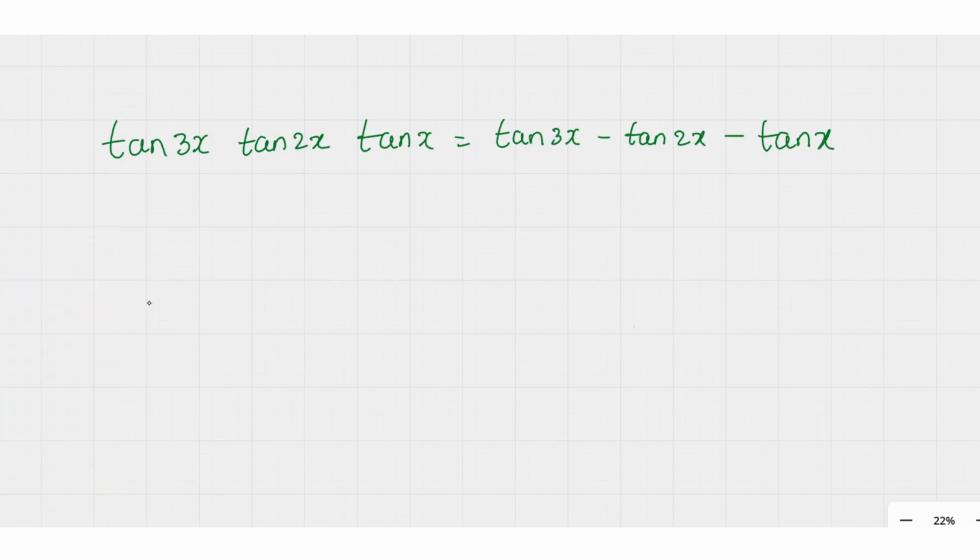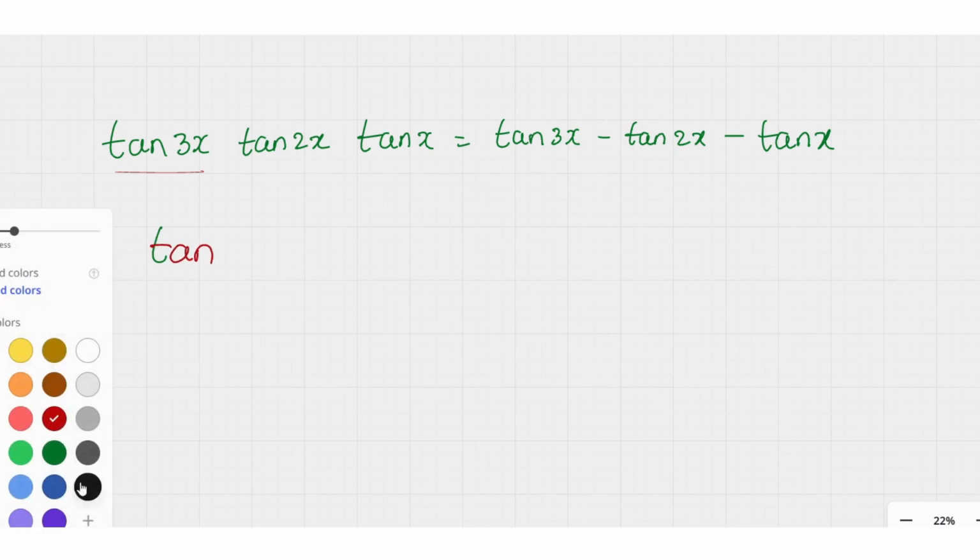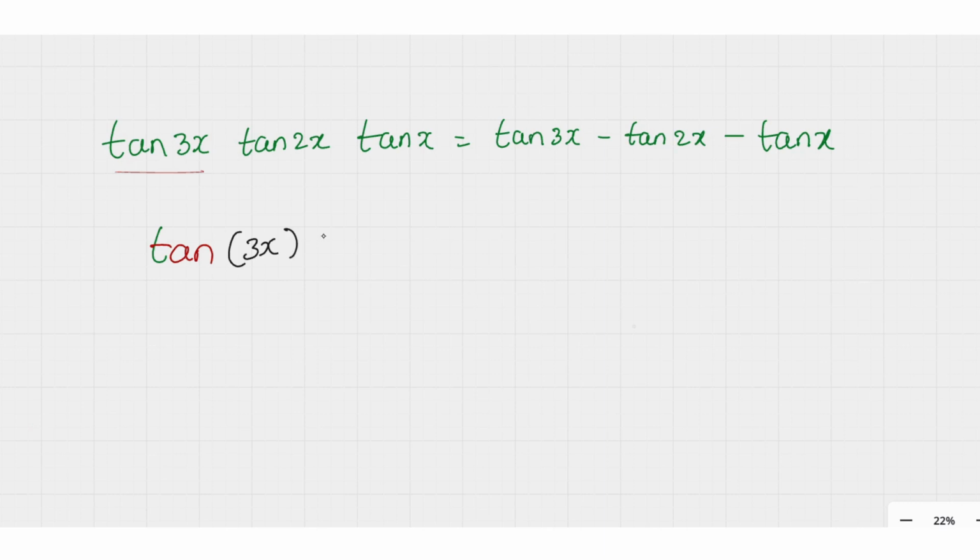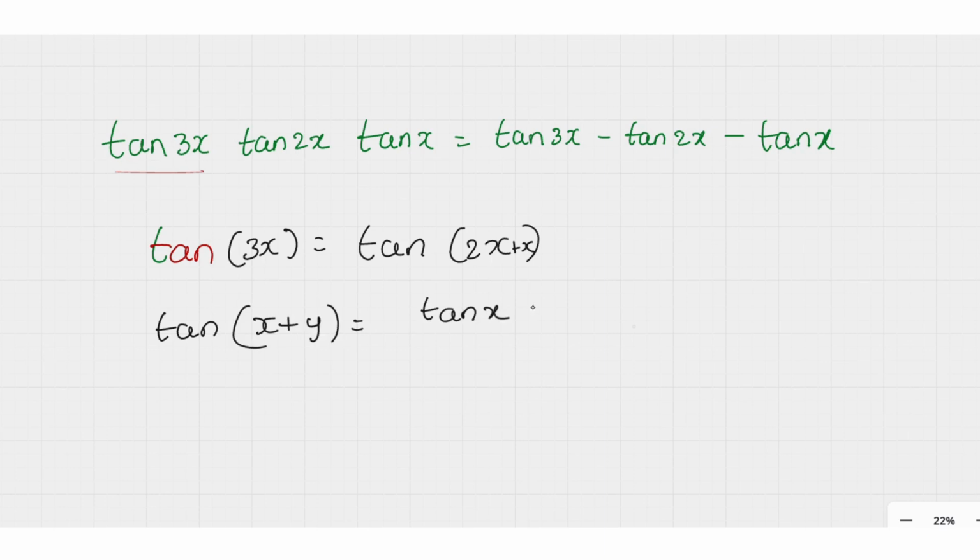To prove the given identity tan 3x tan 2x tan x equals tan 3x minus tan 2x minus tan x, I'm going to make use of tan of 3x as my main thing, because I can write tan 3x as tan of 2x plus x. I have an identity already, which is tan of x plus y, equivalent to tan x plus tan y divided by 1 minus tan x tan y.